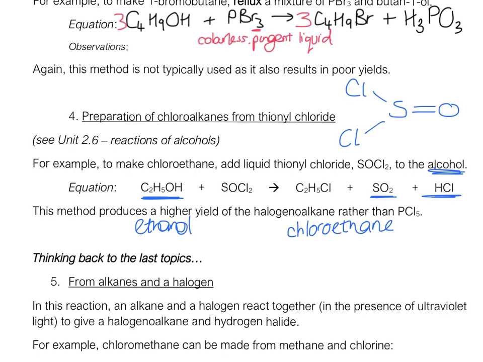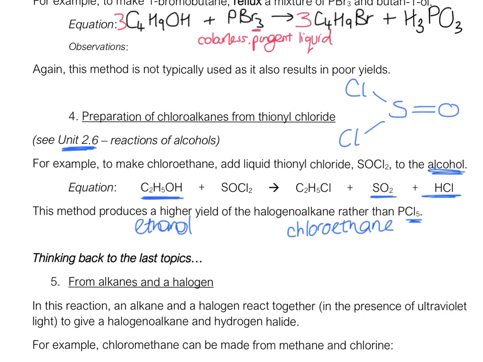Now, this is going to be looked at in closer detail in Unit 1.6, which is our next topic, the reaction of alcohols. This method is slightly better than the last two. Obviously we've looked at the chloro example here, so our alternative would be phosphorus pentachloride rather than pentabromide. But this method gives us a higher yield. But again, the first method is still our preference.